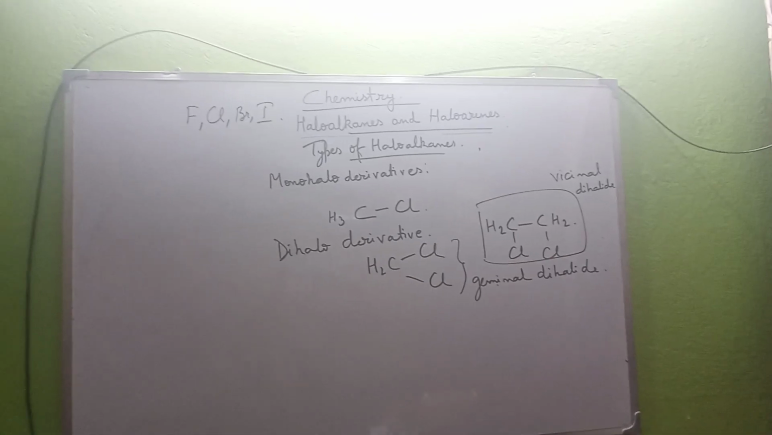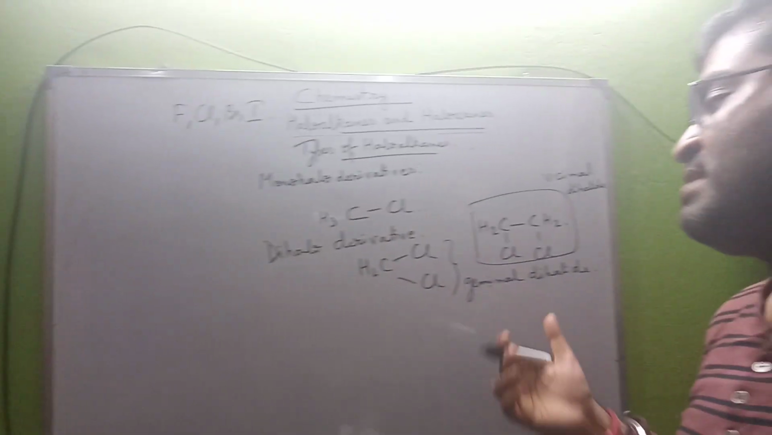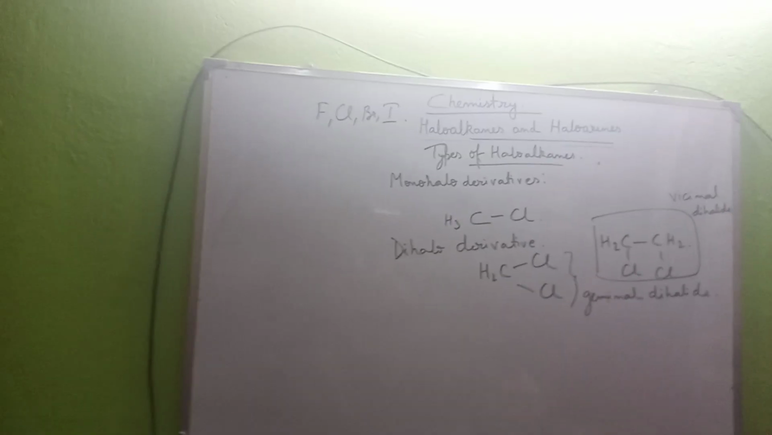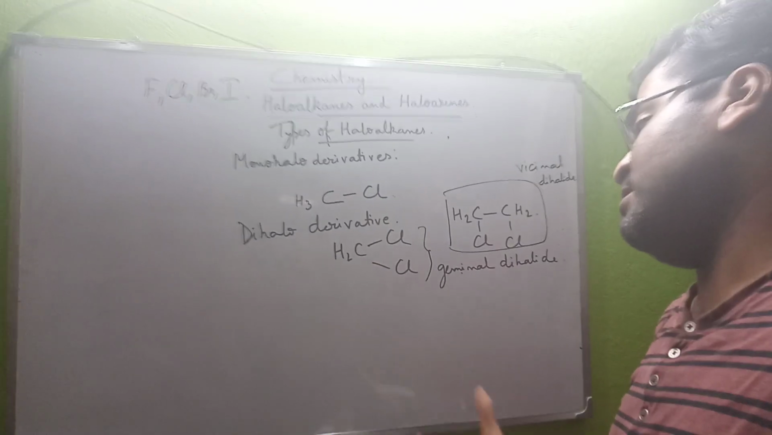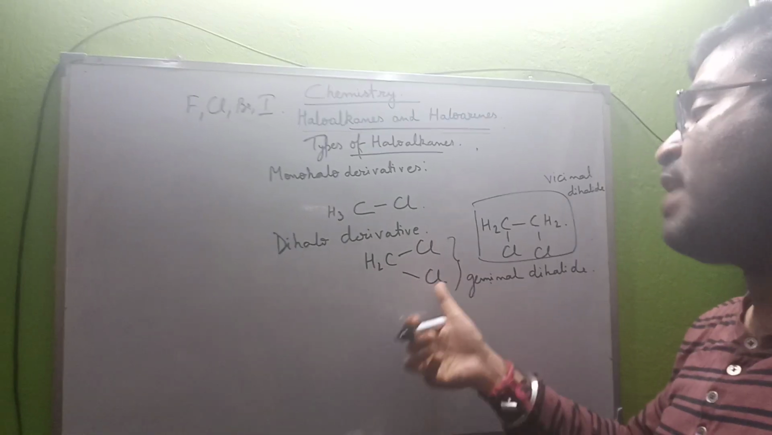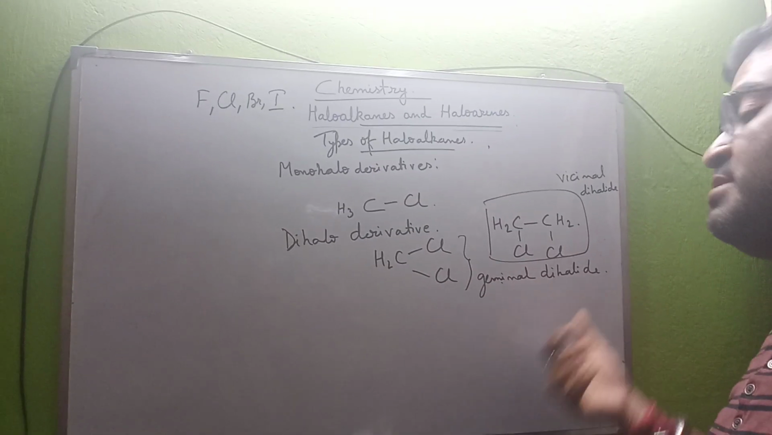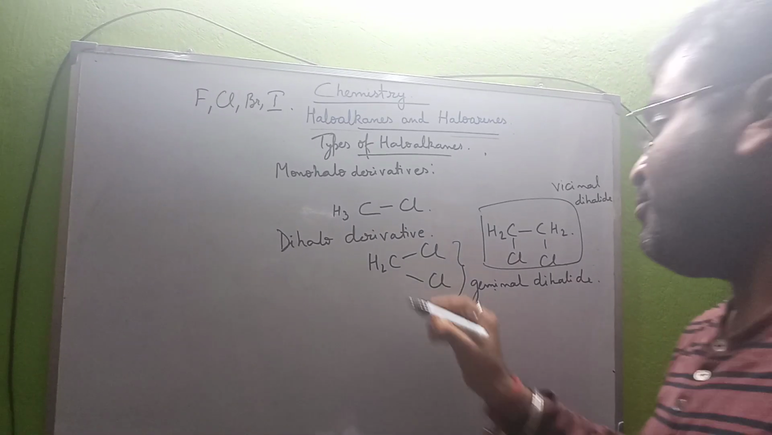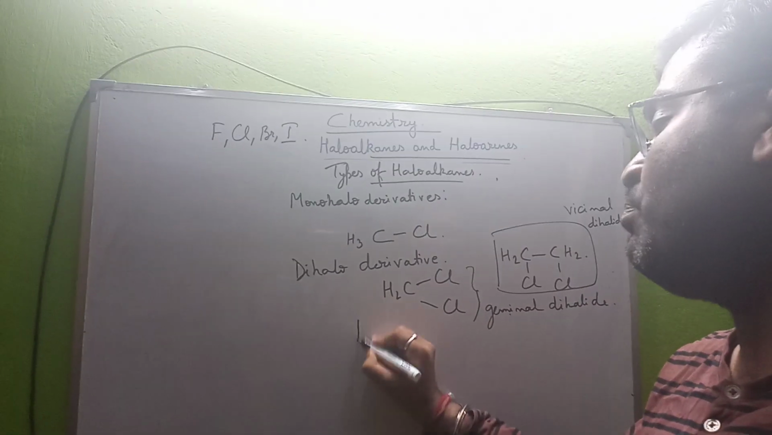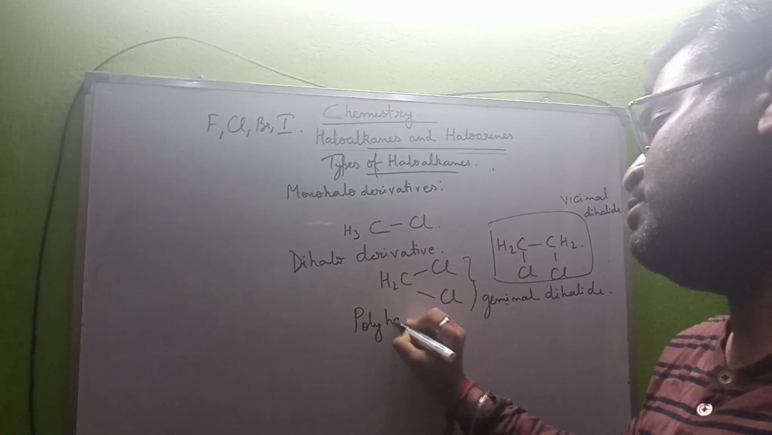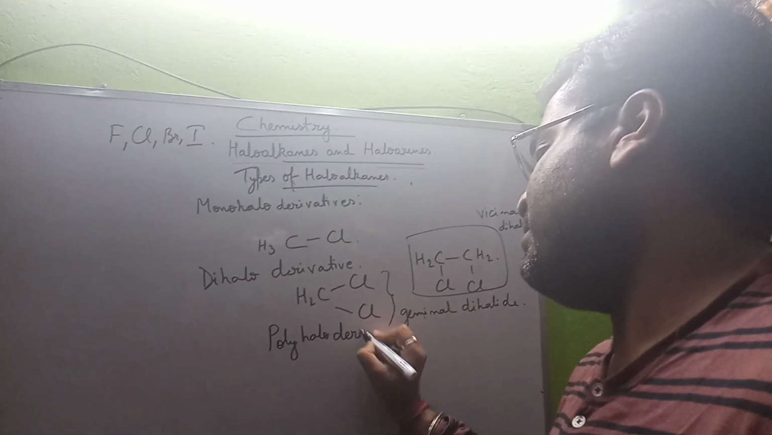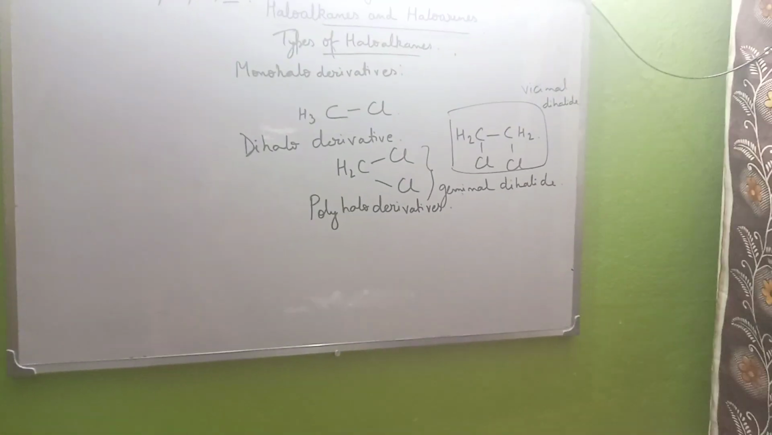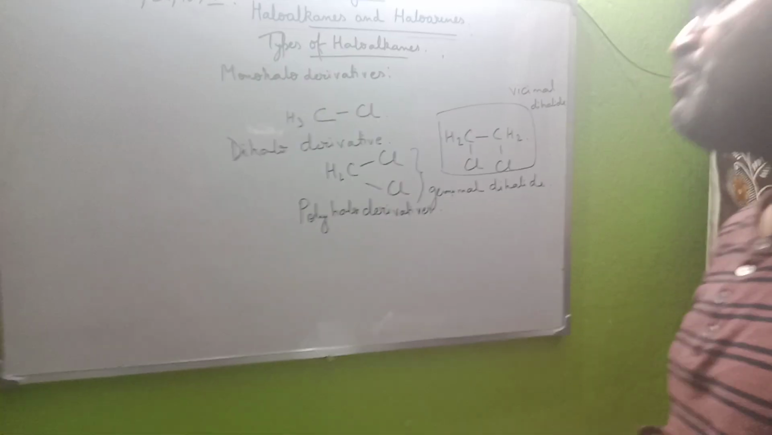The best example is this: when we call a student a gem, it means that person has all the qualities of a good student. Similarly, a carbon which has two halogens attached to it, we call a geminal dihalide. We can also have polyhalo derivatives. So this is what we are talking about.